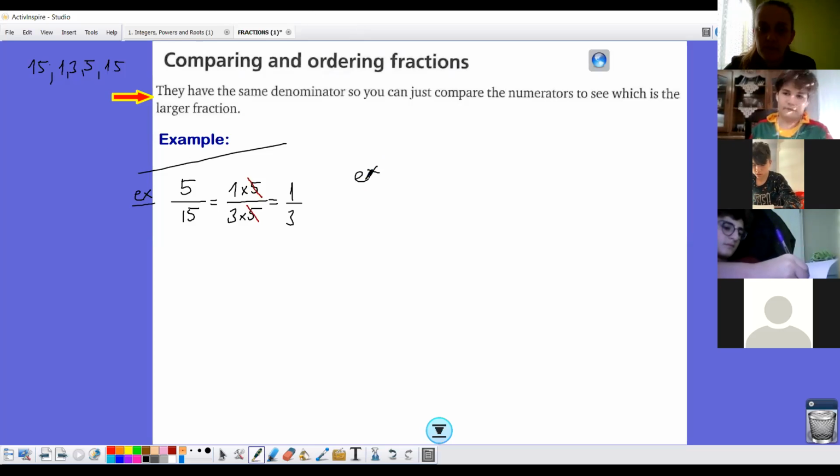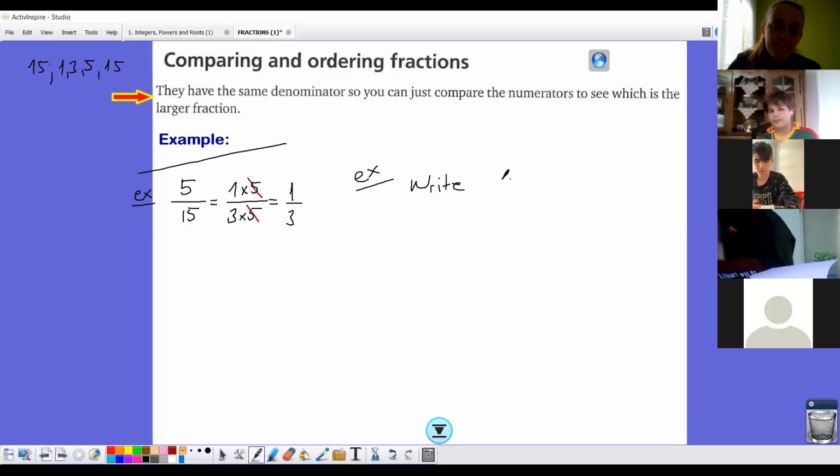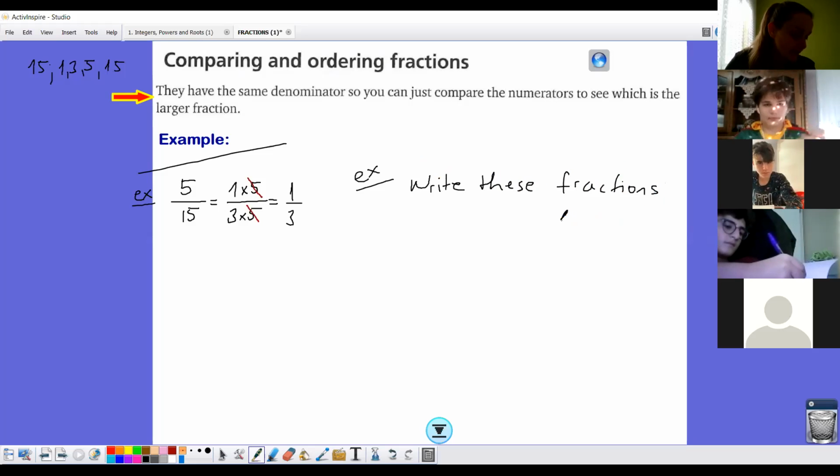Okay, another example, guys. I will give some fractions. Write these fractions with me at the same time. Write these fractions in lowest terms.